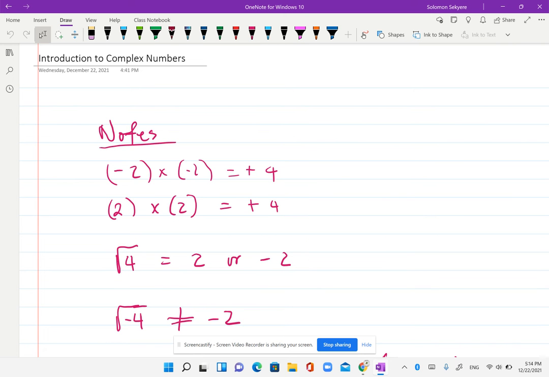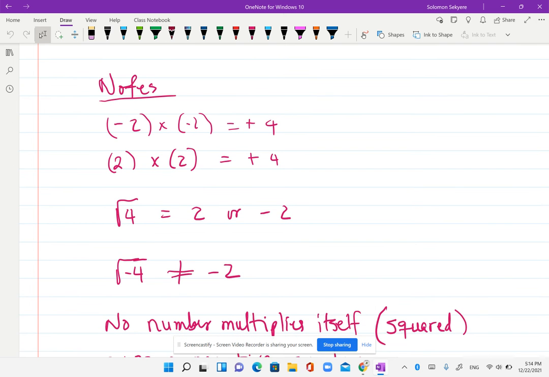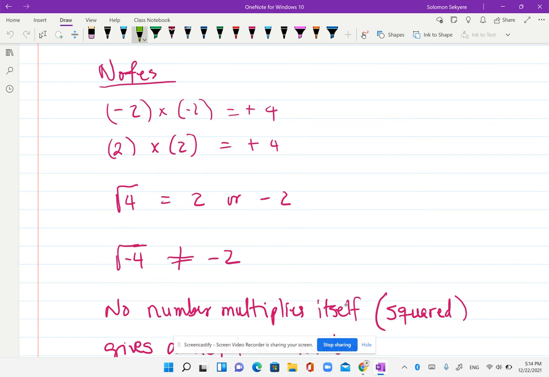All right, in this video, we're going to do a quick introduction to what's called complex numbers. Before we do it, just note that a negative number times a negative number gives you a positive number, and also a positive times positive gives you a positive number. So if I take the square root of 4, the answer is 2 or negative 2, because negative 2 times itself gives you a positive number, and positive 2 times positive 2 also gives you a positive number.